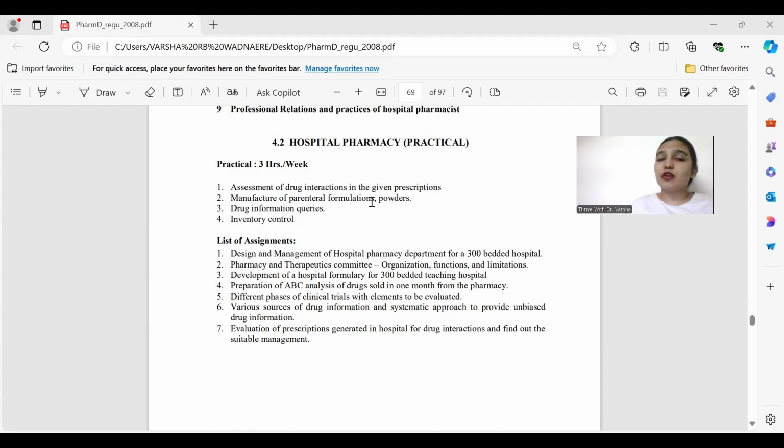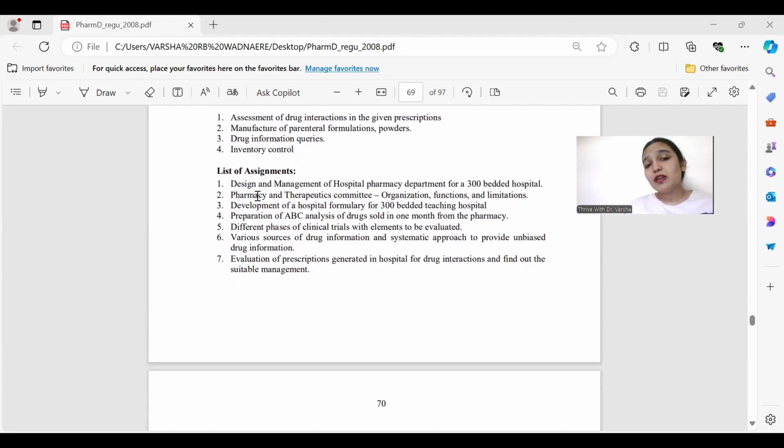Manufacture of parenteral formulations and powders, drug information queries. There will be a DIC center, so whenever we were taking rounds, we used to ask nurses and doctors if they had any query, and we used to solve those queries, as well as for patients. Then inventory control: you will have to learn practically how pharmacists maintain an inventory. Then the assignments: a professor told us to make assignments on everything from 1 to 7. We made everything; your professor might tell you to make on 1 or 2 or maybe everything.